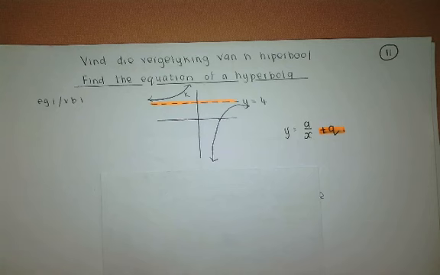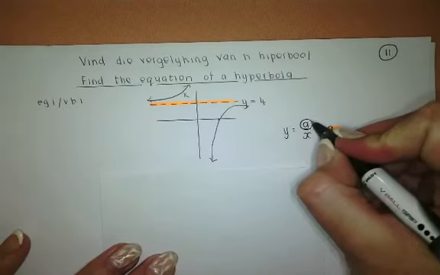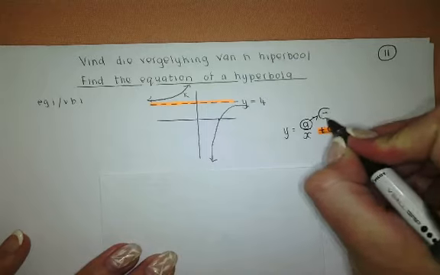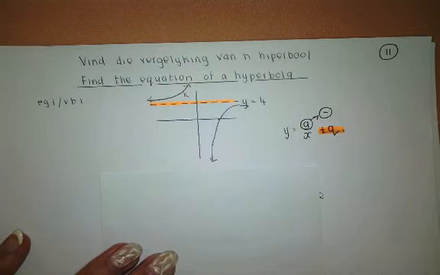And then a just tells us which quadrants it lies in. So this one is lying in quadrant 2 and quadrant 4. So that means that a is going to be negative, purely because we're sitting in the second and the fourth quadrant.